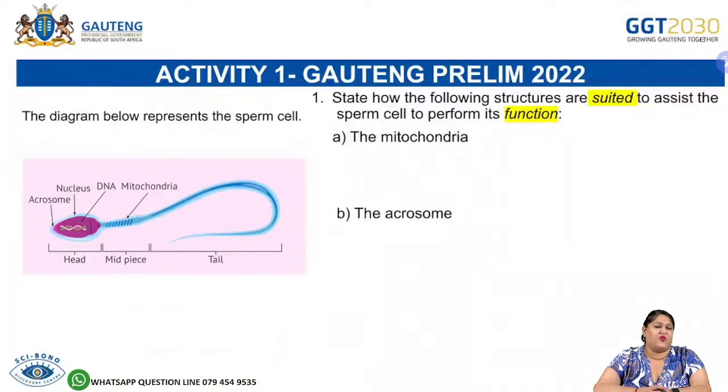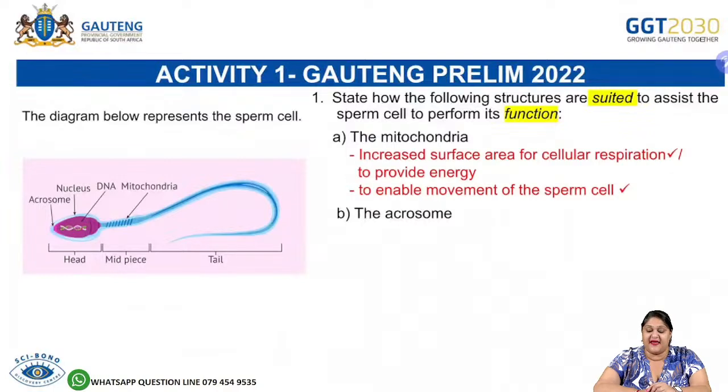So now you have to ask yourself, what is the function? It's to provide energy, right? So how is it suited for its function? It's because they increase the surface area for cellular respiration to enable the movement of the sperm. Okay, so there are many of them. There are many mitochondria, which is now going to increase the surface area, more cellular respiration will occur, or you can say to provide more energy. Okay, and what is that going to do? It's going to enable the movement of the sperm cell.